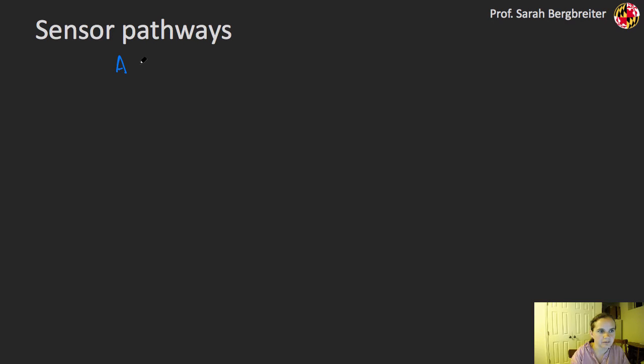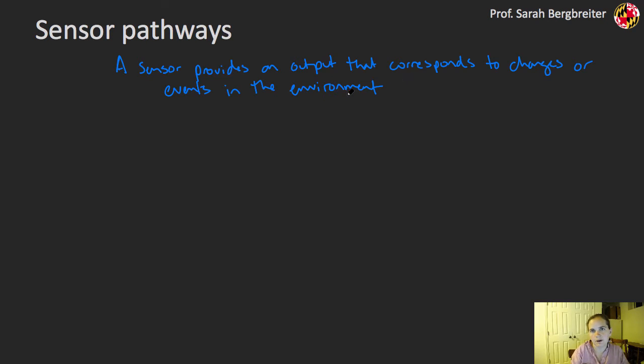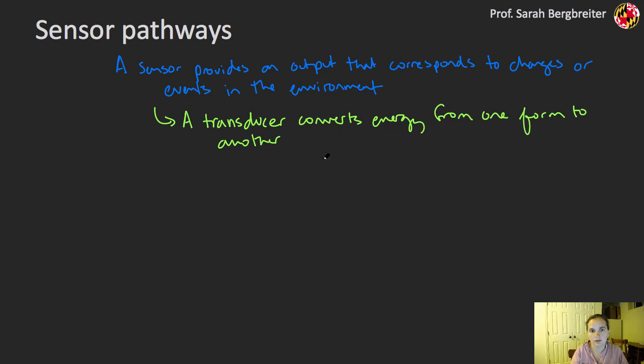A sensor provides an output that corresponds to changes or events that you might have in your environment. And I want to be very clear about the distinction between a sensor and a transducer. A sensor is a transducer. A transducer converts energy from one form to another. So transducers can also be actuators.